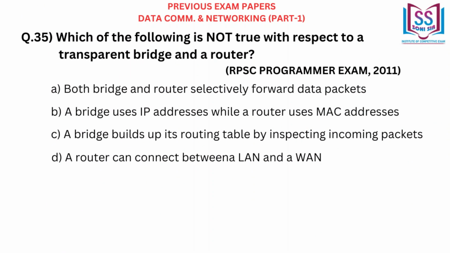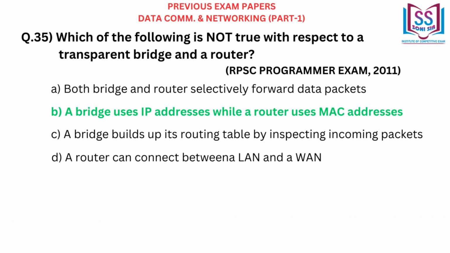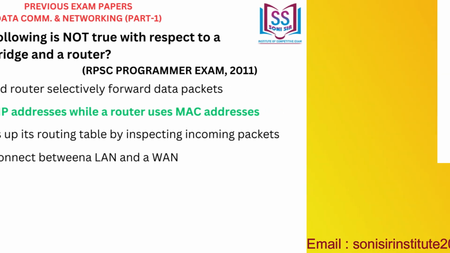Which of the following is not true with respect to a transparent bridge and a router? A. Both bridge and router selectively forward data packets. B. A bridge uses IP addresses while a router uses MAC addresses. C. A bridge builds up its routing table by inspecting incoming packets. D. A router can connect between a LAN and a WAN. Correct answer B. A bridge uses IP addresses while a router uses MAC addresses.